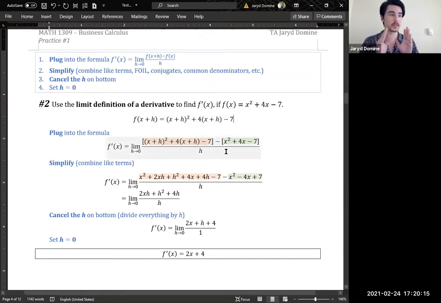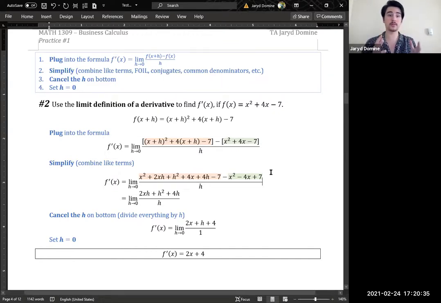So the limit definition formula is this. The limit as h goes to 0 of f of x plus h, which I already wrote, minus f of x, which we have, all over h.